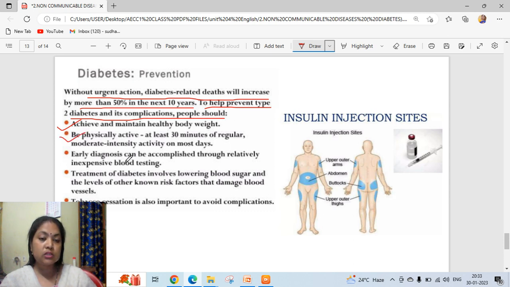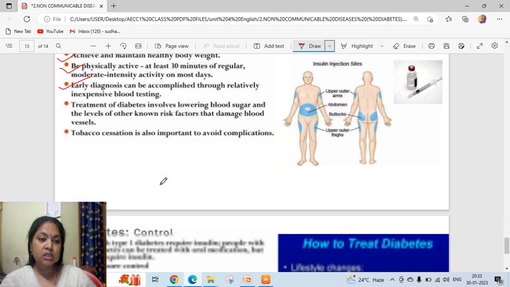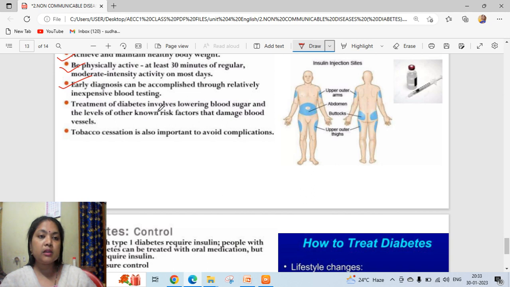Early diagnosis can be accomplished through relatively inexpensive blood testing. Treatment of diabetes involves lowering blood sugar and the level of other known risk factors that damage blood vessels. Okay. Then tobacco cessation is also important to avoid complications.